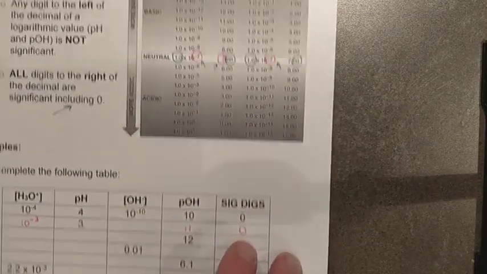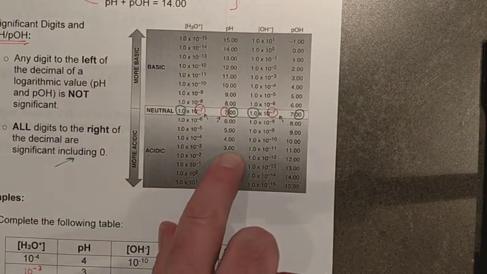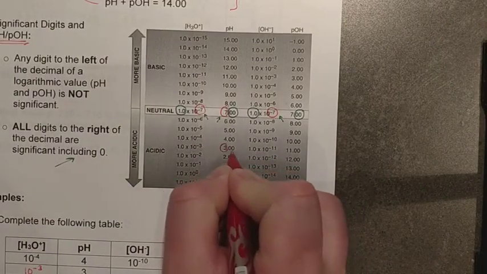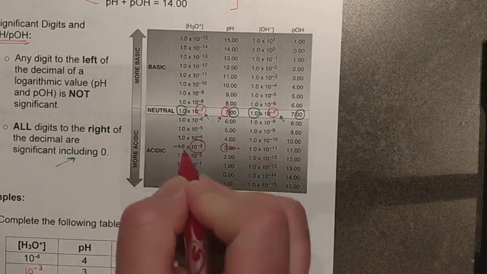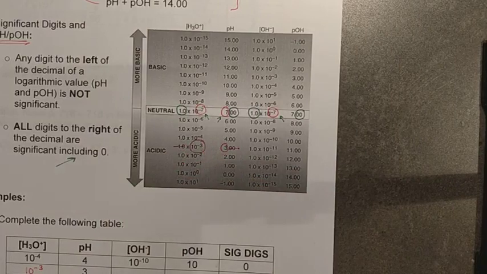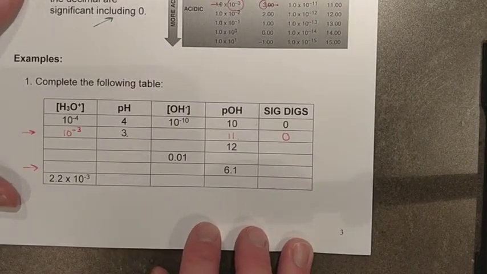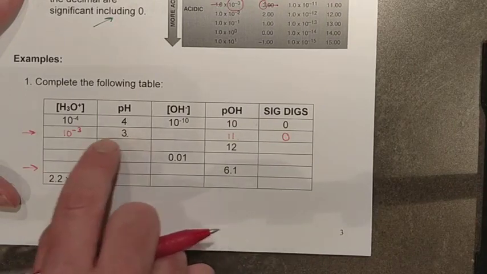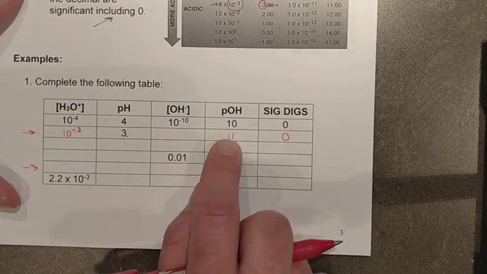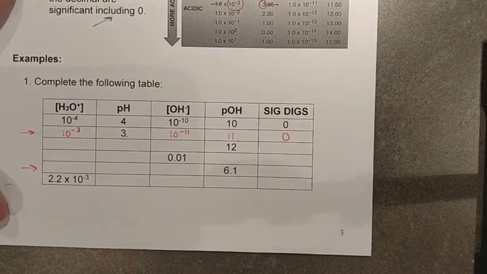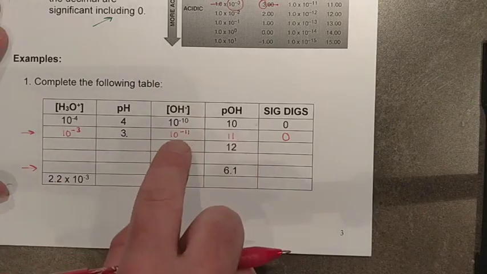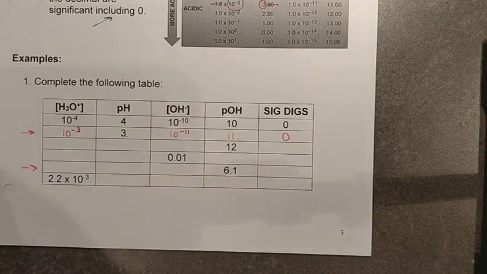If you're having troubles with that, take a look at our pH scale, look at the pH of 3 here. If we ignore the sig digs, then it's just 10 to the negative 3 here. Okay, so using that logic then, if 3 is equal to 10 to the negative 3 with no sig digs, then 11 should be 10 to the negative 11. pH of 3 is acidic, therefore expect very small concentrations of hydroxide. Okay, pretty easy one there. It's just the weirdness of the 0 sig digs.